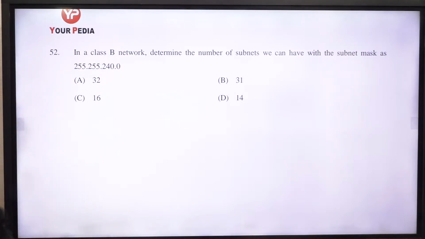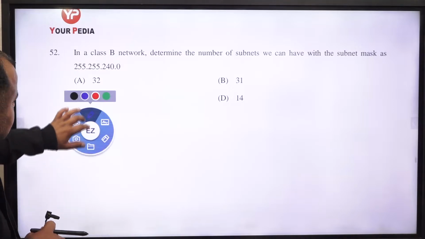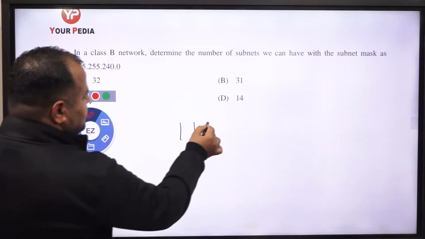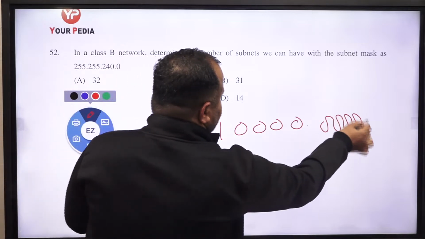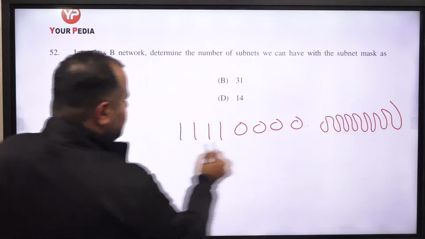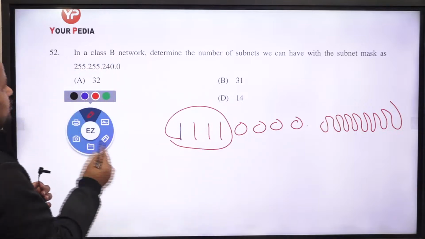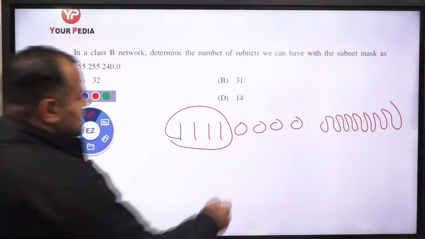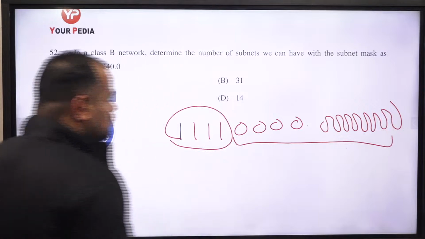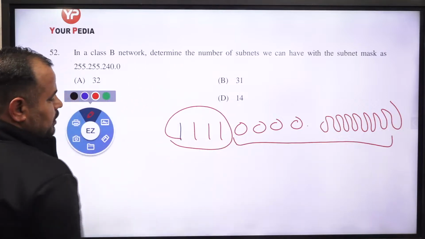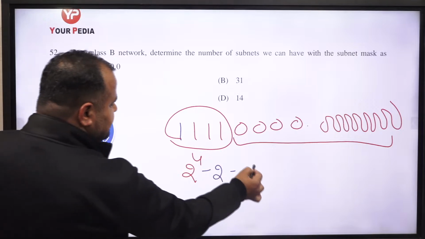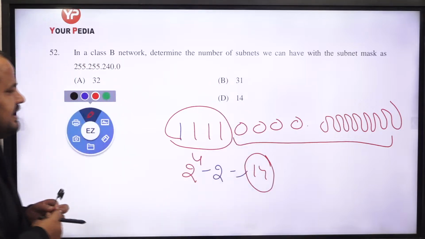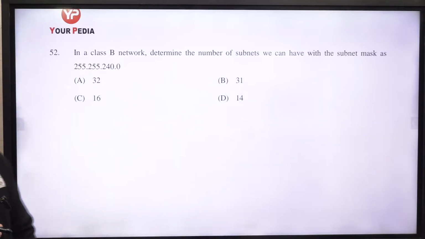Fine. How you can write 240? 4 times 1, then 4 times 0, that is 1, 1, 1, 1, 0, 0, 0, 0. Then again 8 times 0. Now these ones are going to be considered as number of subnet, and the remaining zeros are hosts in each subnet. So we have 4 ones. It means 2 to the power 4, but you have to subtract 2. That is going to be 14. So 14 is the right answer, not 16. Don't do this type of silly mistake.